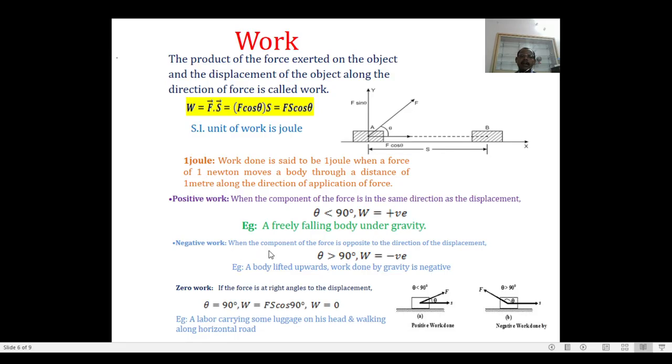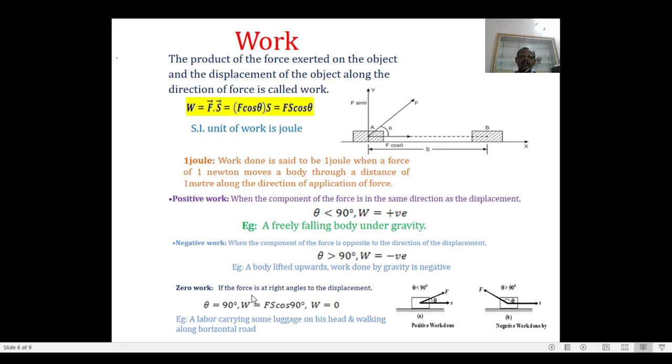Negative work. When the component of the force is opposite to the direction of displacement, then theta is greater than 90 degree. W is negative. Why? Because when a body is lifted upwards, work done by gravity is negative. When a body is lifting upwards, gravitational force is acting downwards. Theta is 180 degree. Therefore, cos 180 degree is negative and then work done is negative. This is a case where theta is greater than 90 degree. Work done by force is negative.